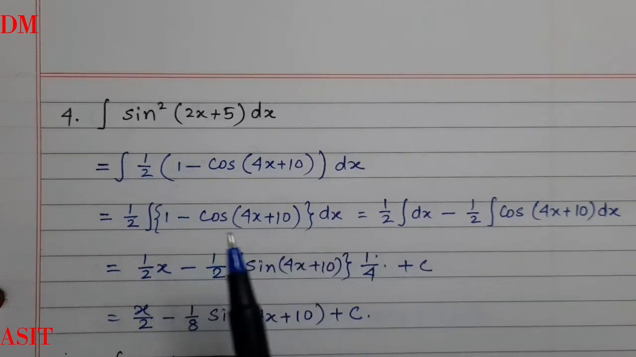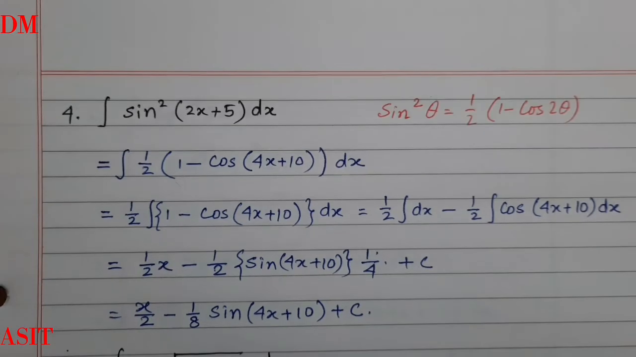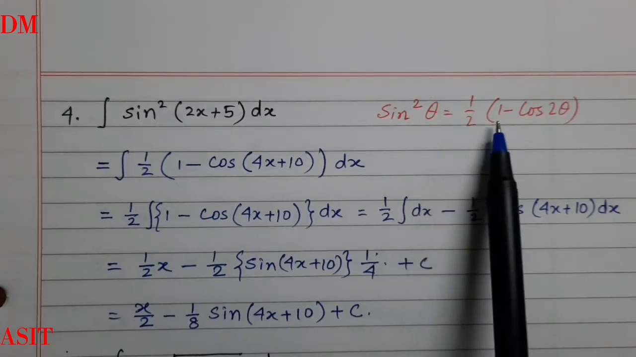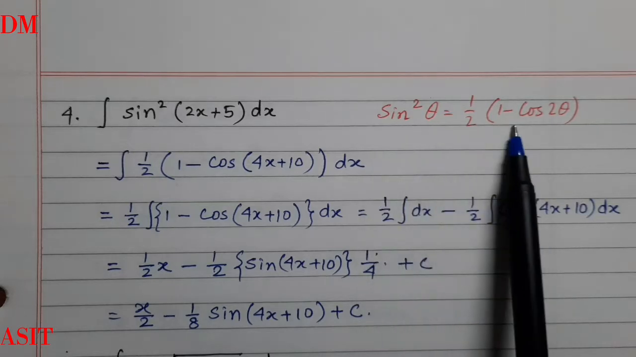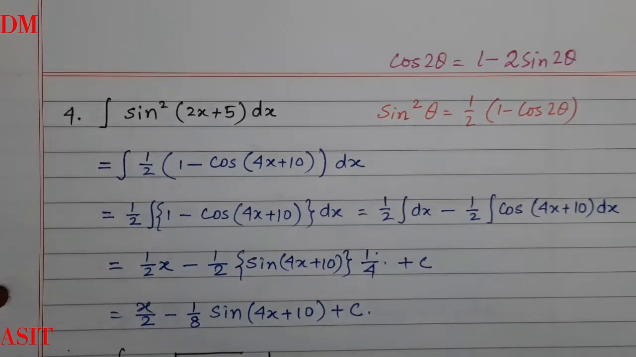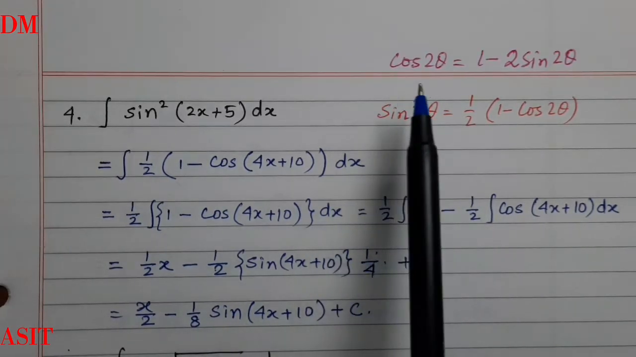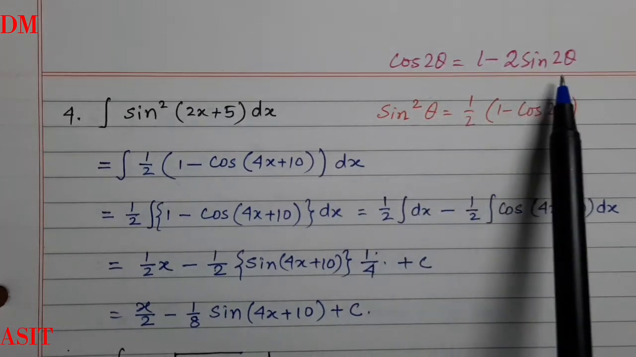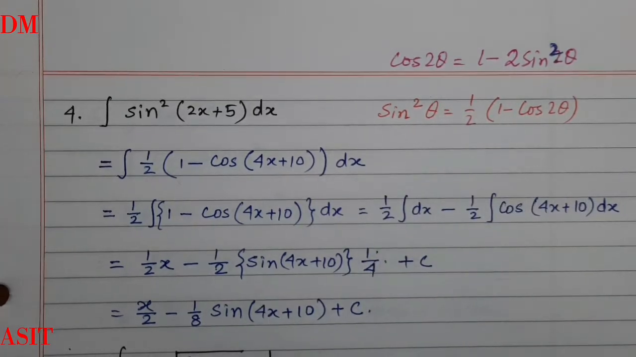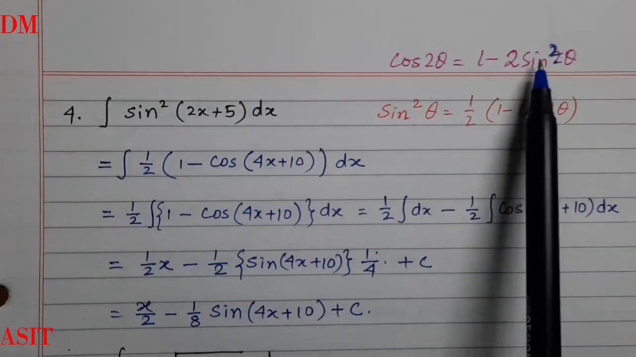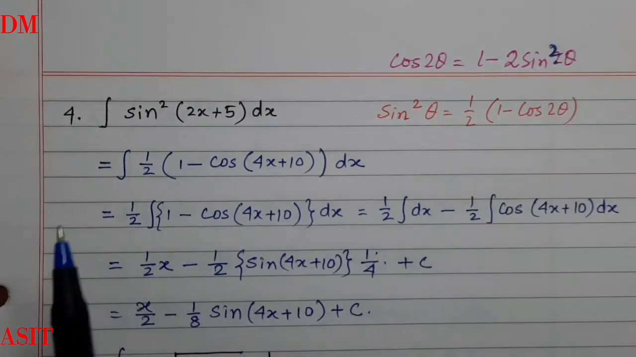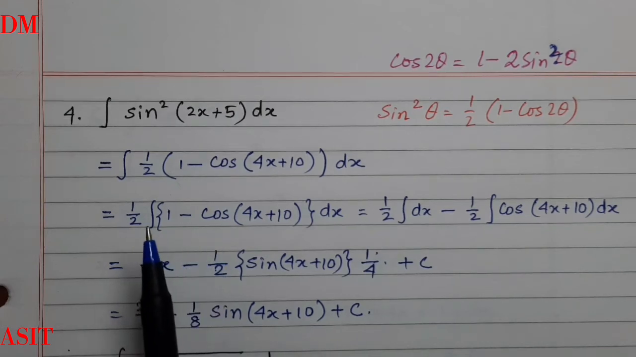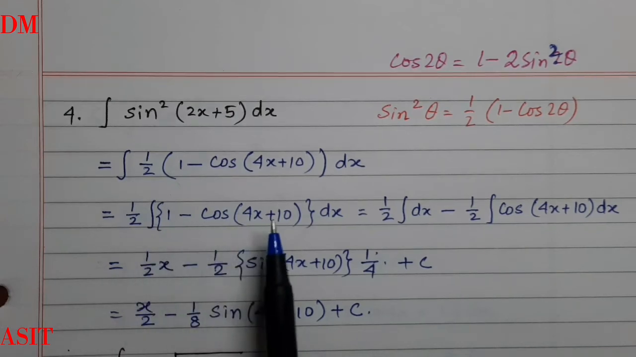Okay, let me write the formula here. The formula is sin square theta equals 1 by 2 into 1 minus cos 2 theta. I applied this formula, which is derived from the formula cos 2 theta equals 1 minus 2 sin square theta. Okay, it's sin square theta, and mistakenly I wrote 2 theta. So now let us come back to the actual sum, that is half of 1 minus cos 4x plus 10.